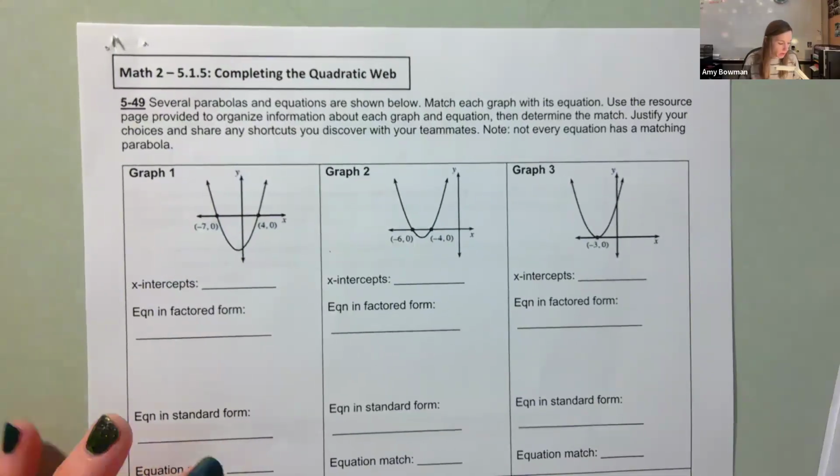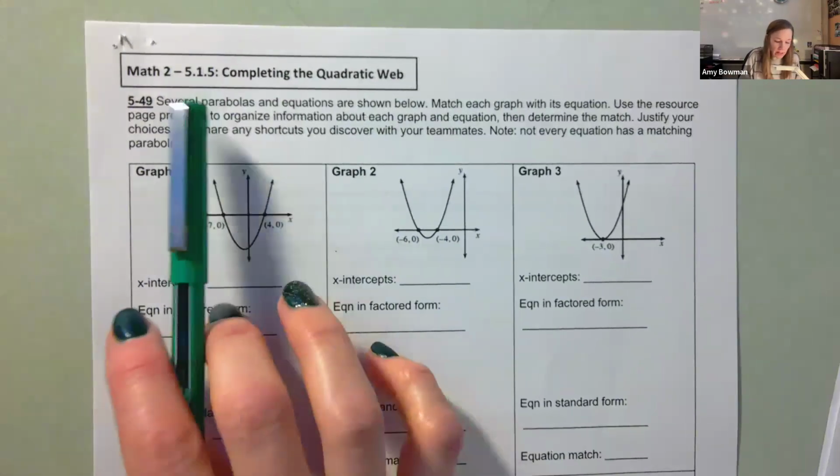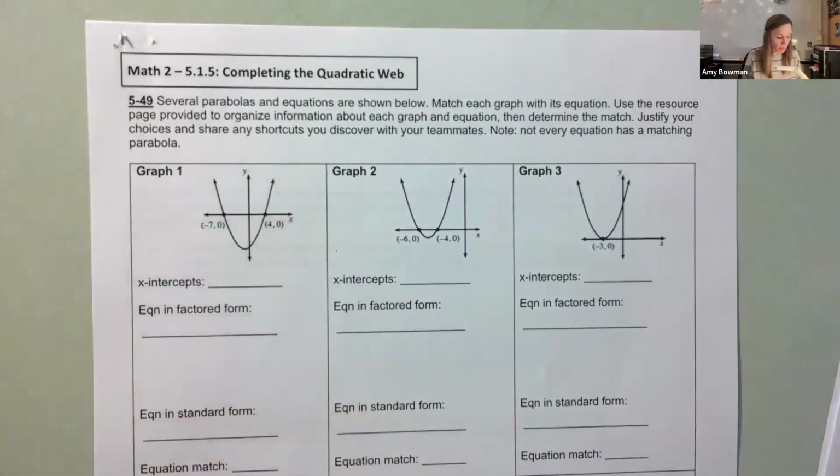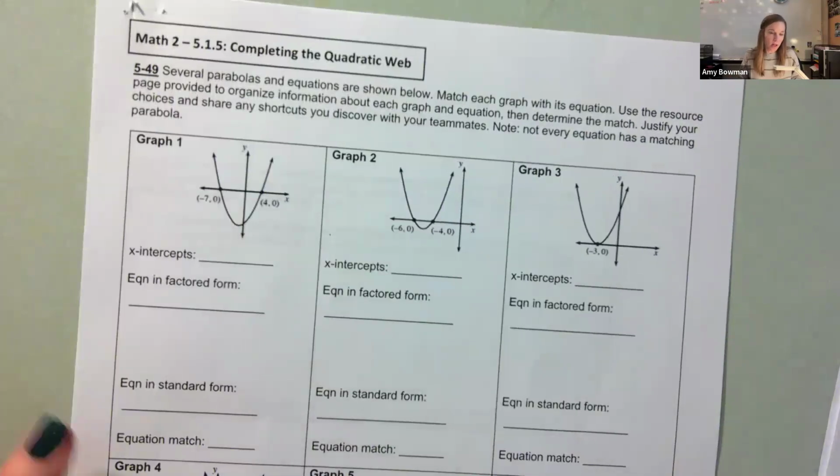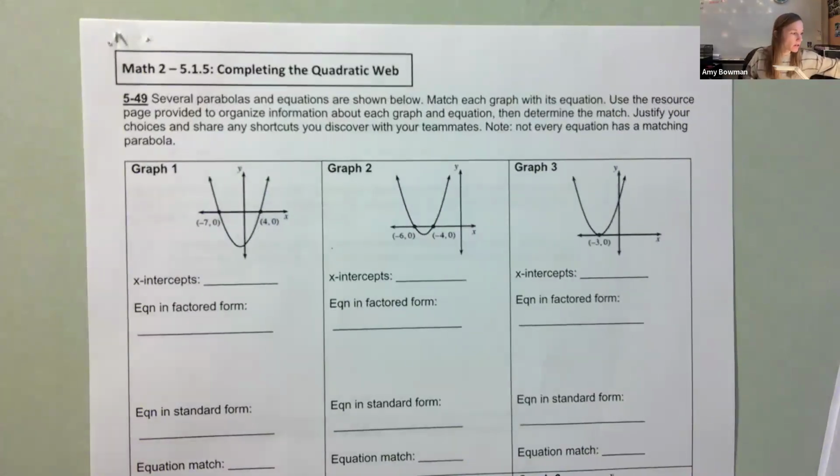All right, hi y'all. We are going to do notes for 5.15, which says completing the quadratic web, which means understanding the relationship between a quadratic function's equation. I'll show you real quick.